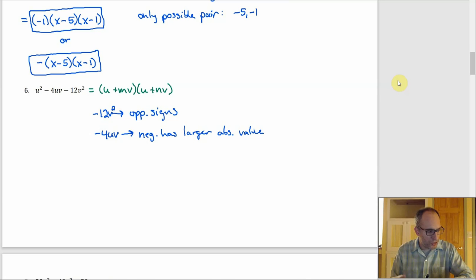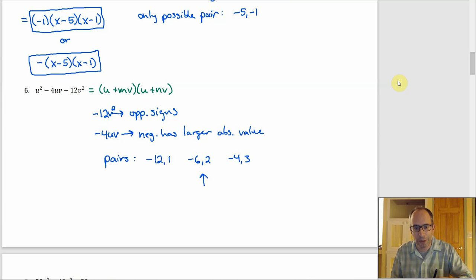And then if we start thinking about our pairs that we could have, they'd have to be pairs of factors of -12. So you could have -12 with 1, right? Because we've got to have the negative having the larger absolute value. We could have -6 with 2, and I guess we could have -4 with 3, right? And that would be it. And then which one adds up correctly? The one in the middle, right? That adds up to -4. That's -11. That's -1. We want that one right there in the middle.